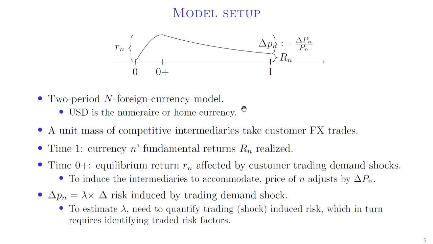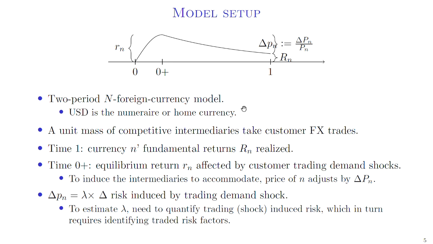So let me start with the model. It's a very simple two-period model with foreign currencies, and we take the US dollar as the numeraire, or the home currency. We have a unit mass of intermediaries who take these customer FX trades. At time one, the currency's fundamental return is realized, which is basically the currency's return in the absence of any trading demand shocks. And at time zero, there are trading demand shocks, which move the price at time zero. So the total equilibrium return is of course affected by these trading demand shocks.